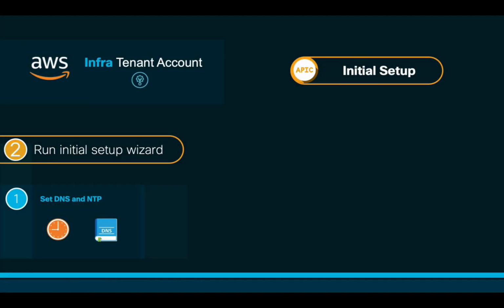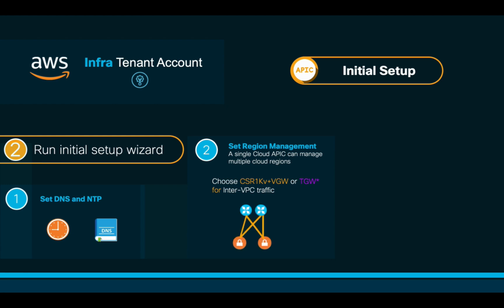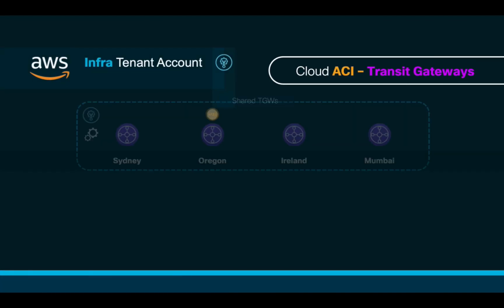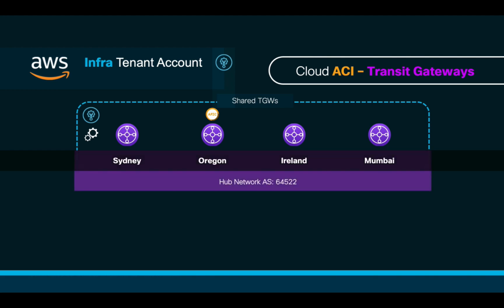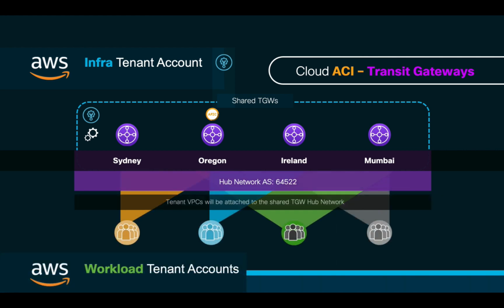As we mentioned before, we will first choose which connectivity method we want to use for inter-VPC traffic, whether hub and spoke with CSR 1000Vs and VGWs, or transit gateways. If you choose transit gateways, ACI will automatically create a couple of TGWs on each region you select, only in the infra account. This is known in ACI as the Transit Gateway Hub Network. As you may remember, transit gateways will require an autonomous system number, so we will need to specify one. All the tenants you create in Cloud ACI will use and attach to these common transit gateways to communicate.